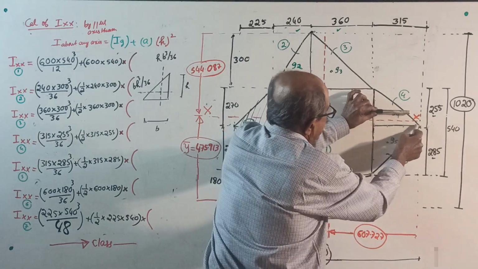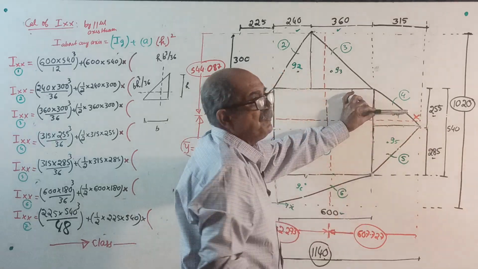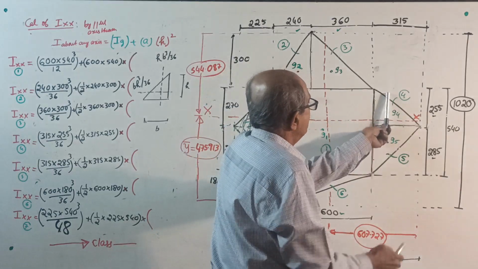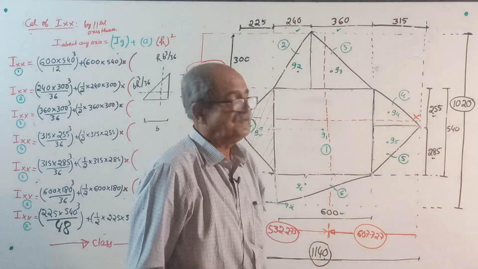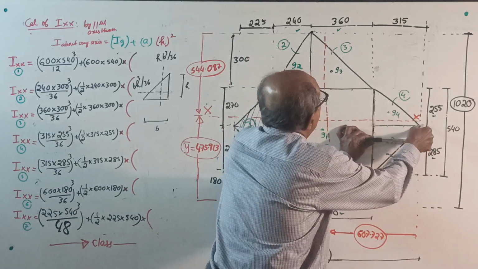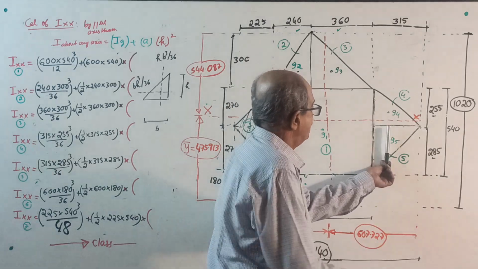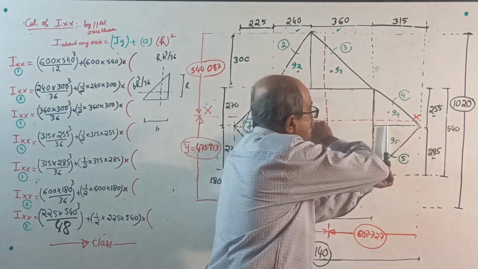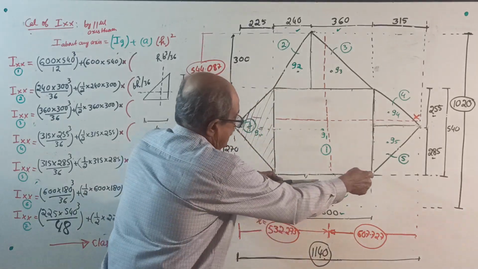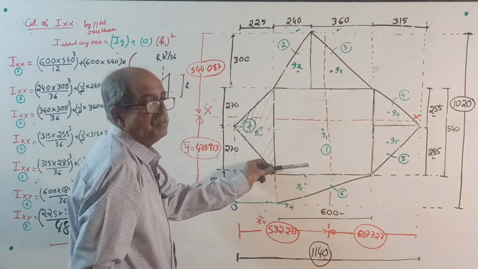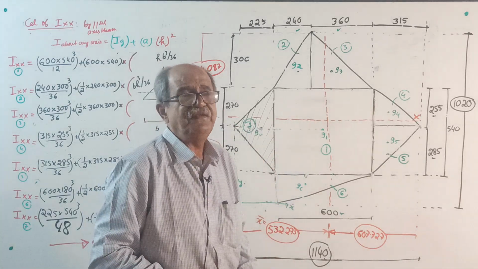For this triangle, see, the base is here. 315 into 255 cube by 36. 255 into 315 cube by 36. 315 into 285 cube by 36. 285 parallel side into 315 cube by 36. 600 into 180 cube by 36. 180 into 600 cube by 36.